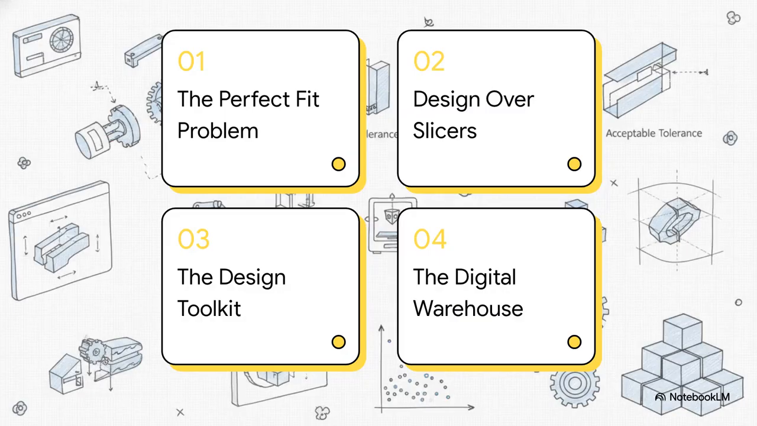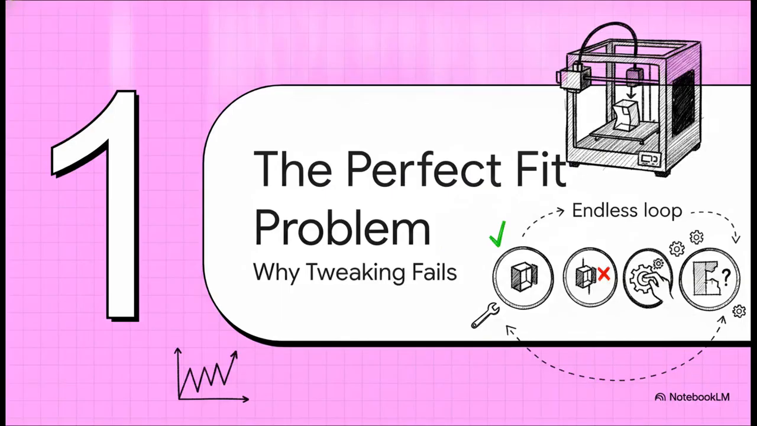Okay, so here's our roadmap for today. First, we'll look at the perfect fit problem. Second, design over slicer settings. Third, the essential design toolkit. And finally, the digital warehouse future. Let's jump right in. All right, section 1, the perfect fit problem.